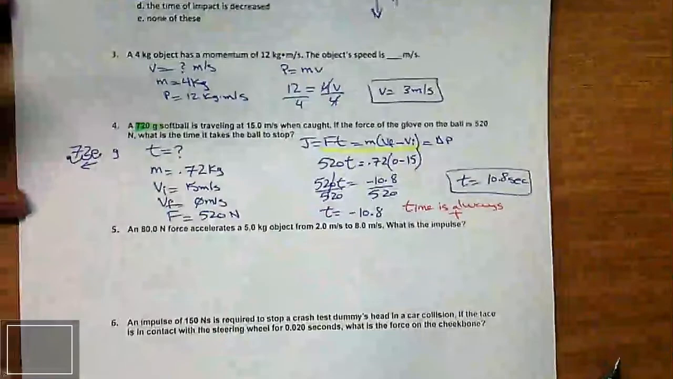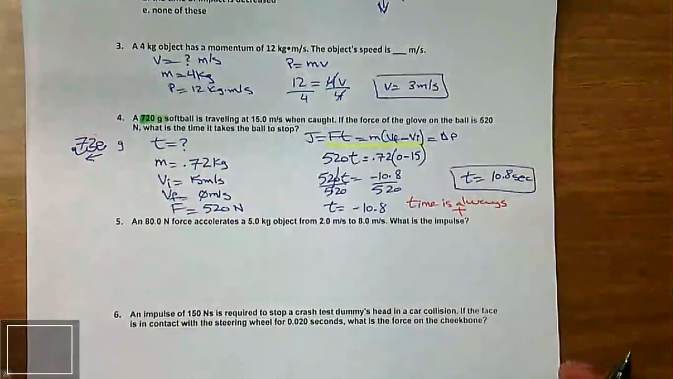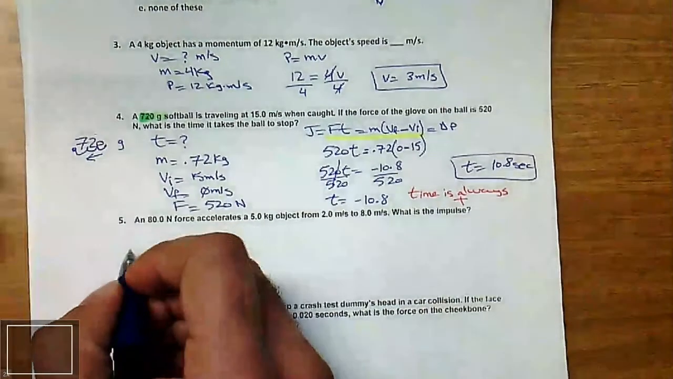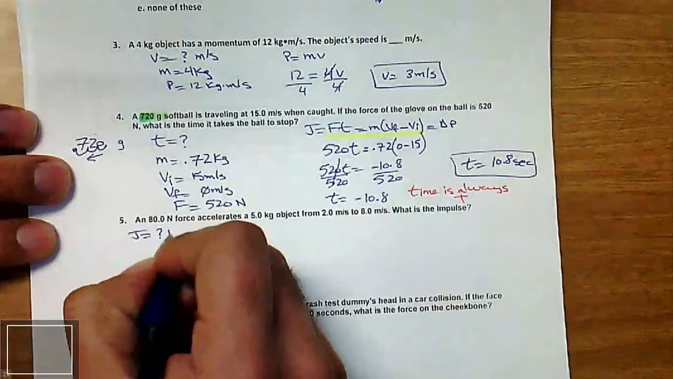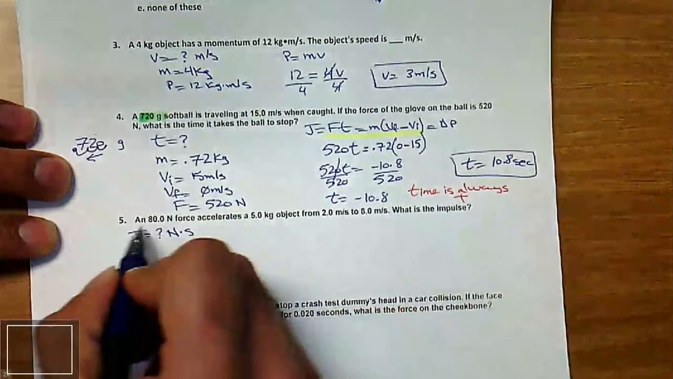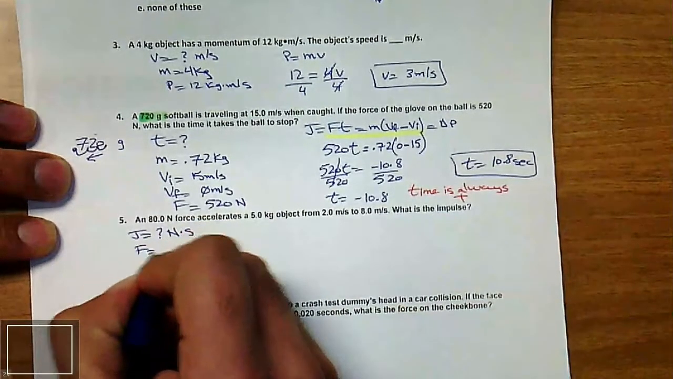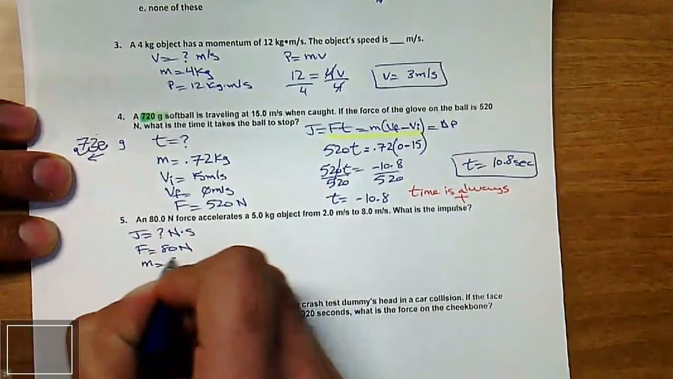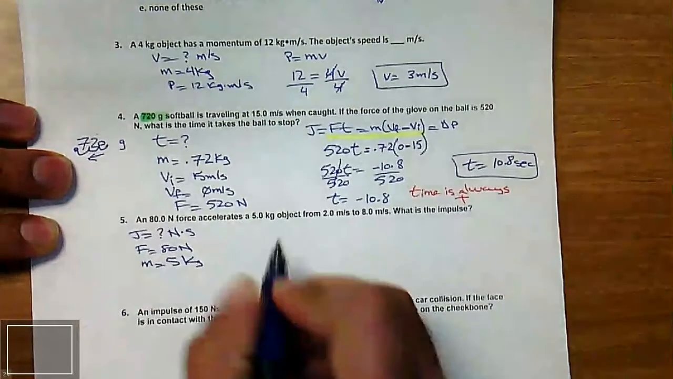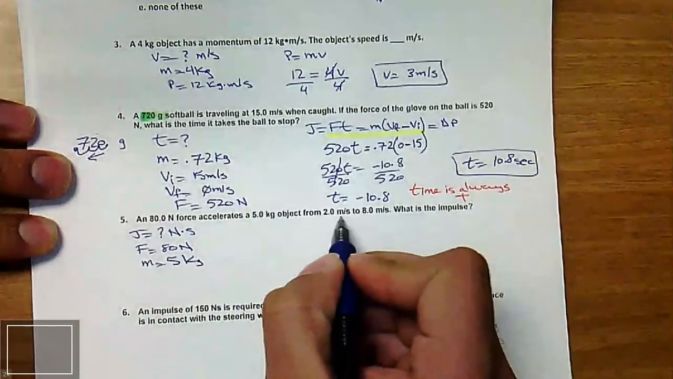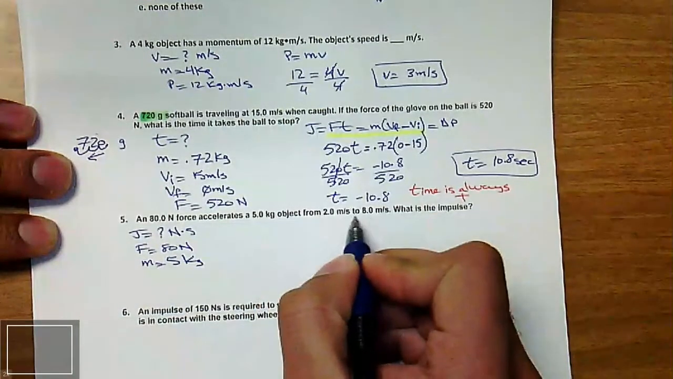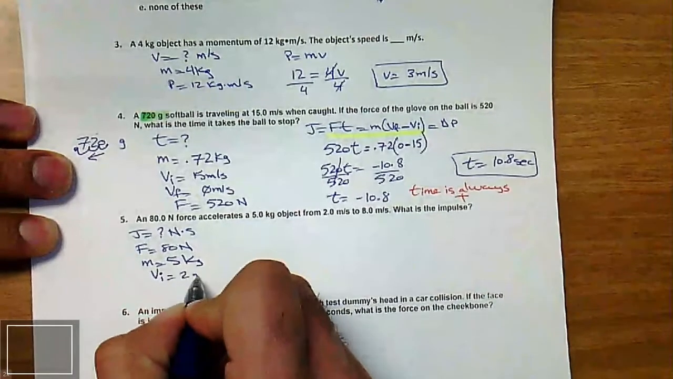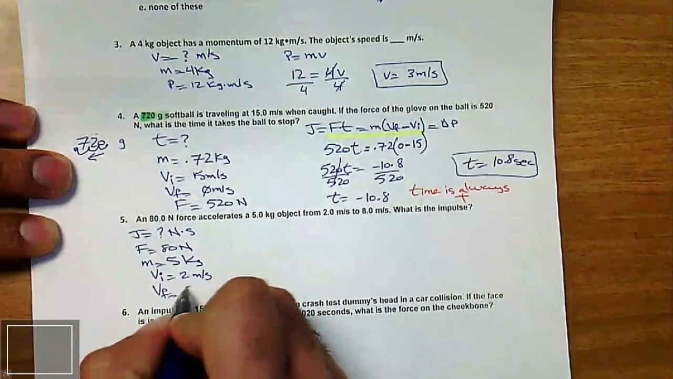Number 5. All right, number 5. What's the impulse? So we're looking for J. J is unknown. The units for that are newtons times seconds. And we've got a force that caused the acceleration. So F is equal to 80 newtons, and the mass is 5 kg. And the object goes from 2 meters per second, that's our initial velocity, to 8 meters per second, that's our final velocity. So VI is equal to 2 meters per second, and VF is equal to 8 meters per second.